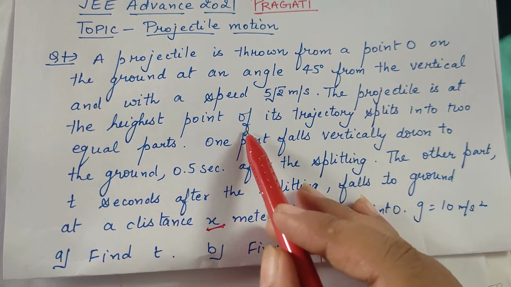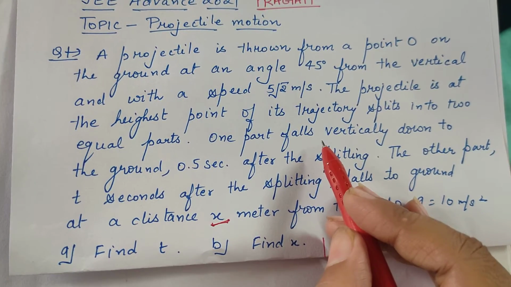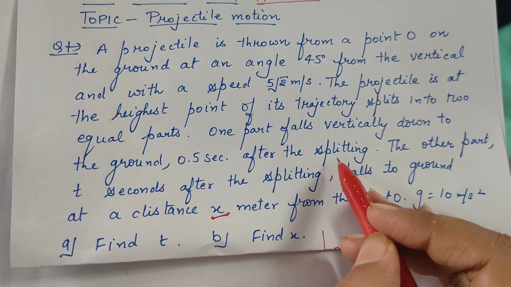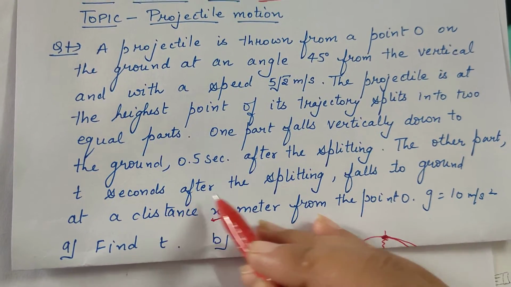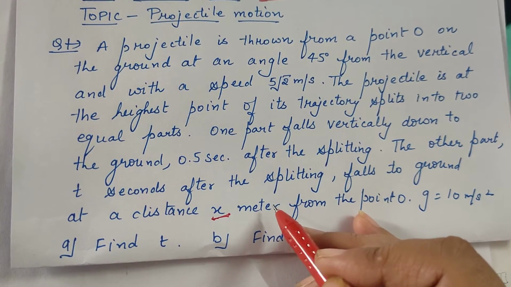The projectile, at the highest point of its trajectory, splits into two equal parts. One part falls vertically down to the ground 0.5 second after the splitting. The other part, t second after the splitting, falls to the ground at a distance x meter from the point O.